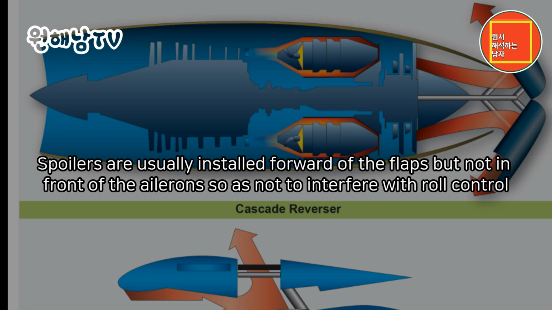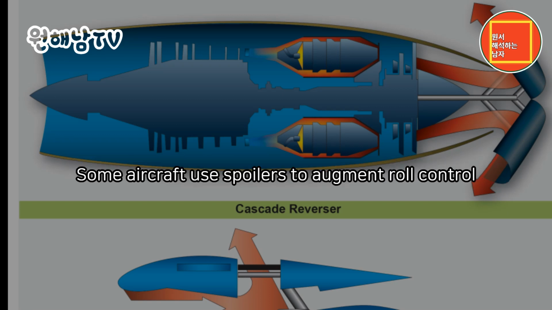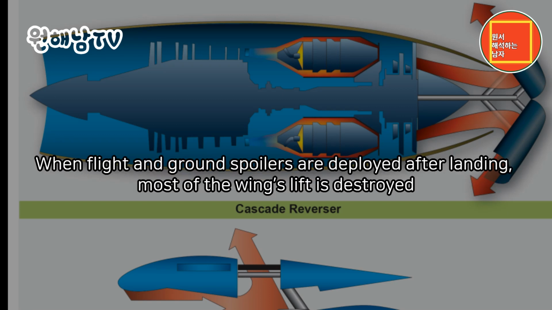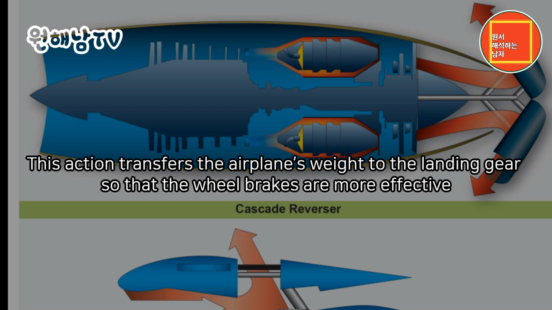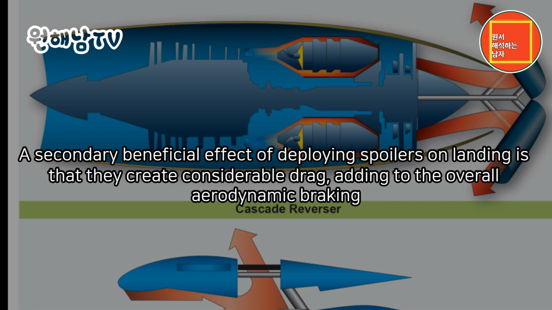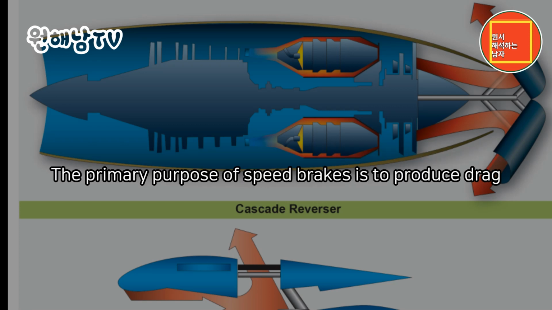Spoilers are usually installed forward of the flaps but not in front of the ailerons so as not to interfere with roll control. Some aircraft use spoilers to augment roll control. When flight and ground spoilers are deployed after landing, most of the wing's lift is destroyed. This action transfers the airplane's weight to the landing gears so that the wheel brakes are more effective. A secondary beneficial effect of deploying spoilers on landing is that they create considerable drag, adding to the overall aerodynamic braking. The primary purpose of speed brakes is to produce drag.